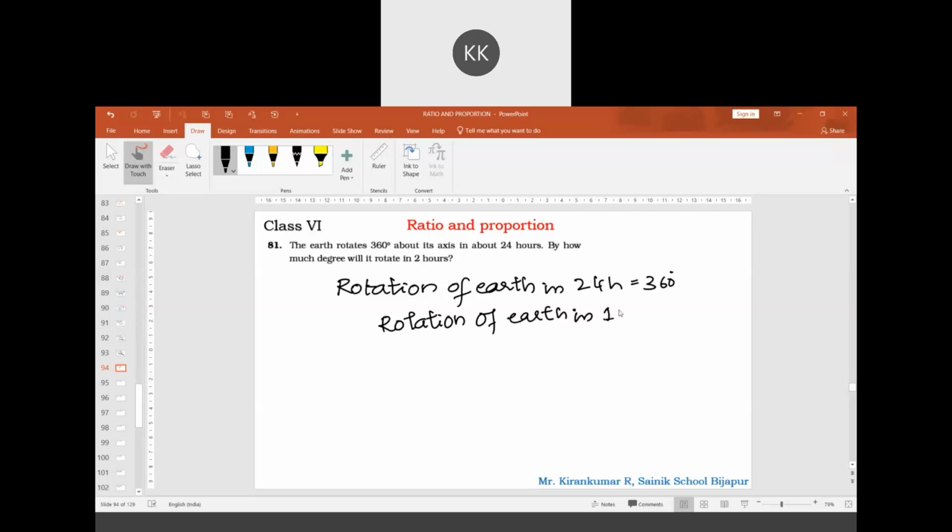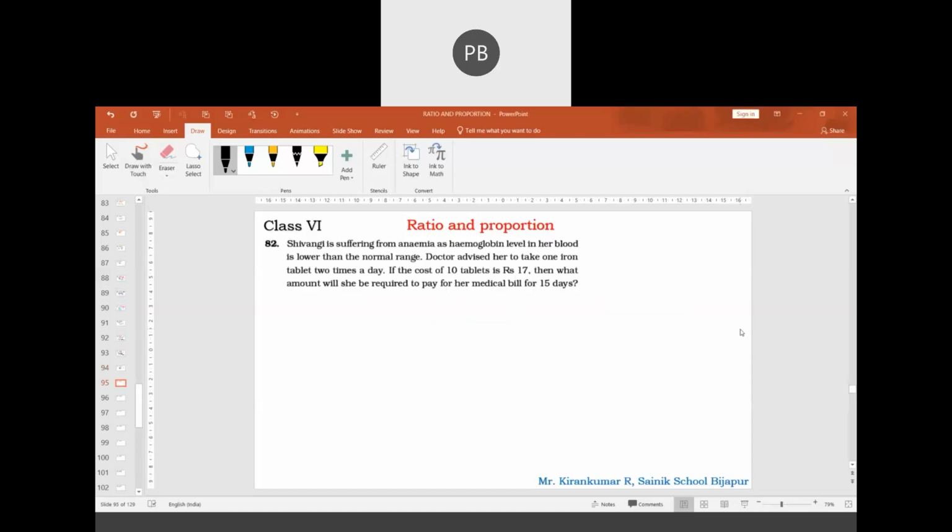Rotation of Earth in 1 hour will be 360 divided by 24. You should know that it's a multiple. Therefore, 15 degrees. Rotation of Earth in 2 hours will be 2 times 15 degrees. You get it as 30 degrees. Such a simple question.